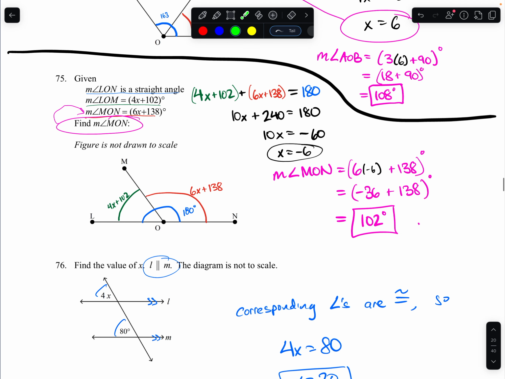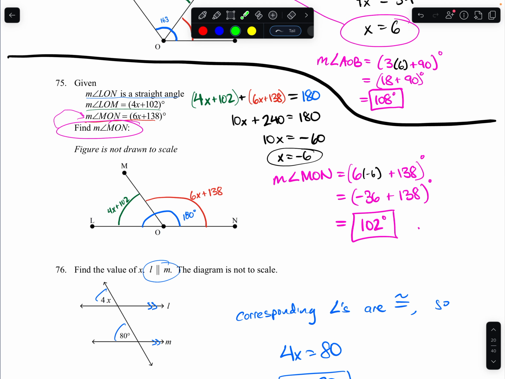75, same thing, we're going to solve for x and then use that to plug in to get our answer. So the green part plus the red part should equal 180. It's a straight angle. Solve for x, plug in your value for x to find the measure of angle MON. So 6 times negative 6 plus 138 should be 102 degrees. So we've got 102 degrees here.